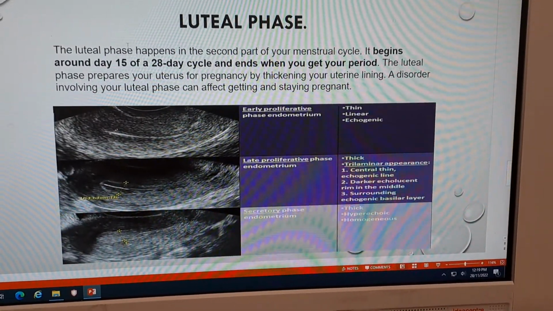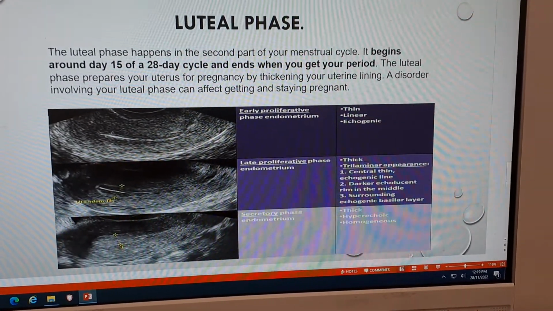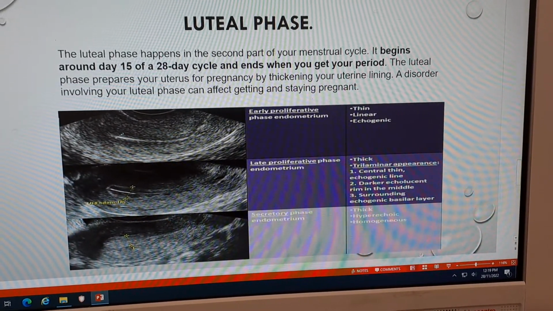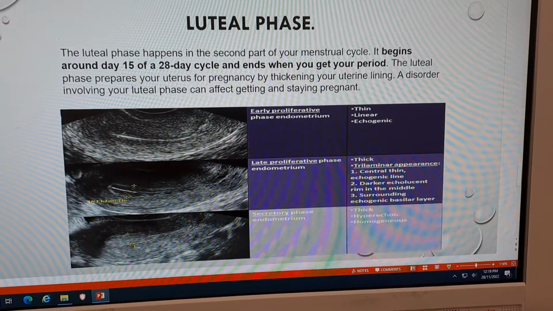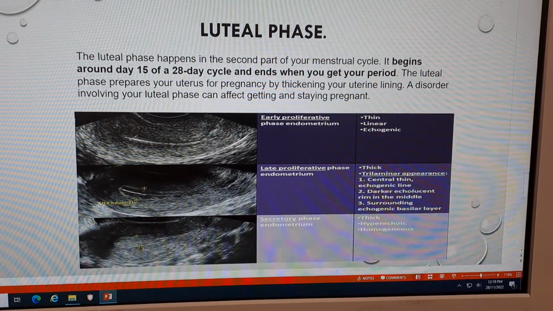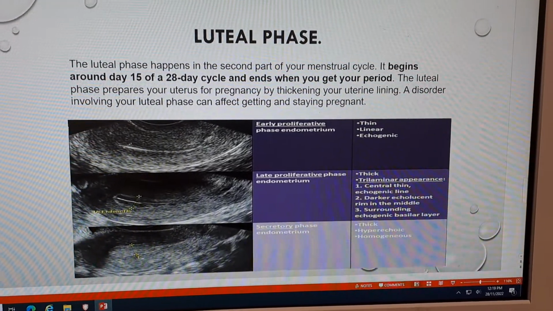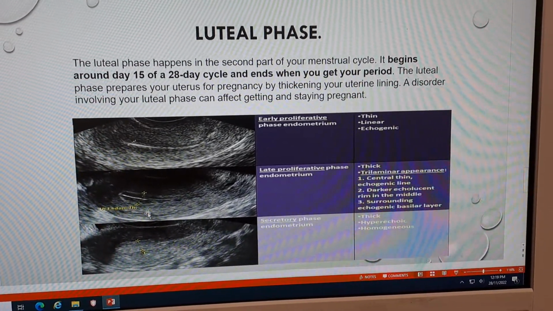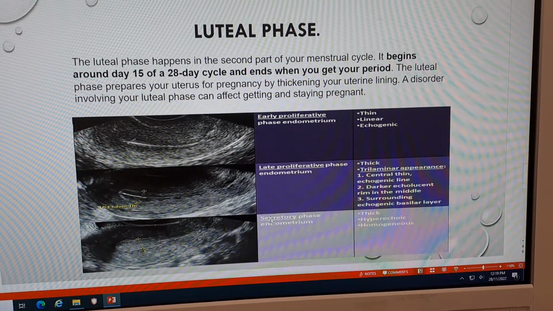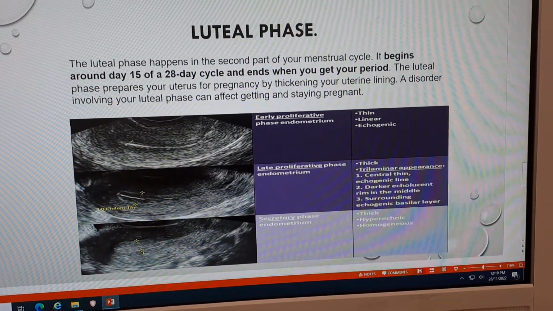The luteal phase is also important. It runs from day 15 to 28. If anyone has a prolonged cycle, the last 14 days are the luteal phase. Always remember, the luteal phase prepares the uterus for pregnancy by thickening the uterine lining, and disorders involving the luteal phase can affect pregnancy. So if there is any infertility, you have to check whether the three-line pattern is formed or not in the late proliferative phase or the luteal phase. Then check whether the lining is thickened or not thickened, which means there is some disorder in the luteal phase.